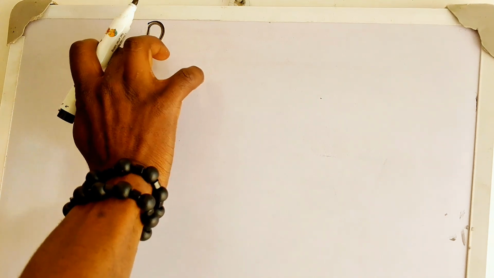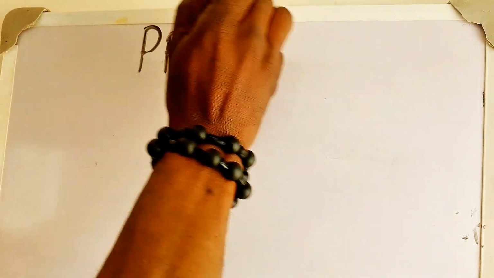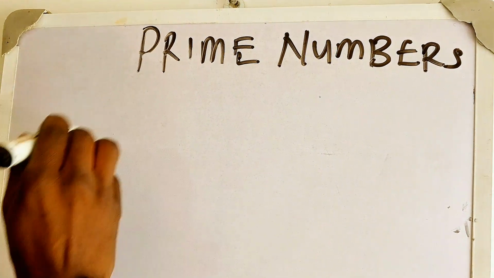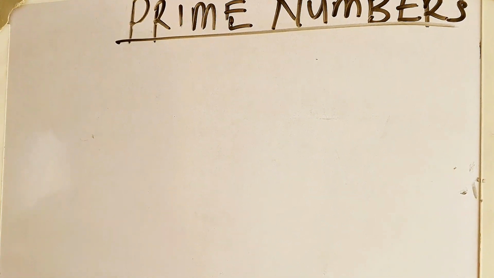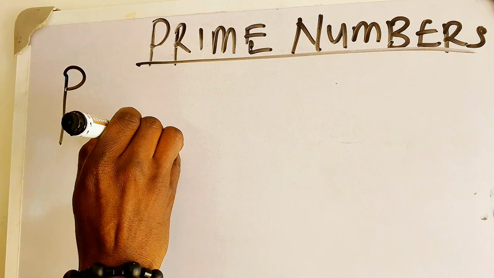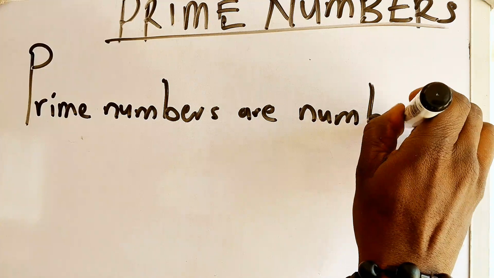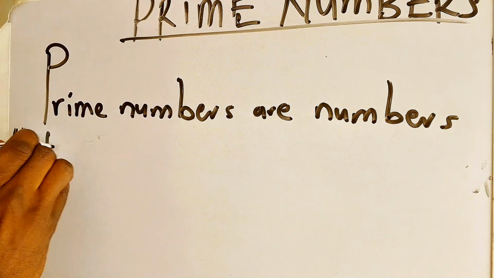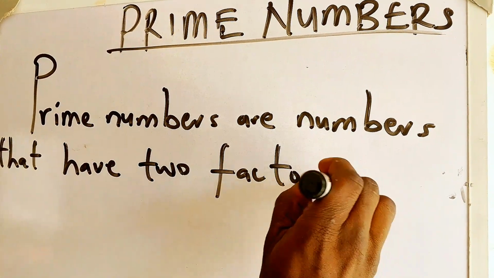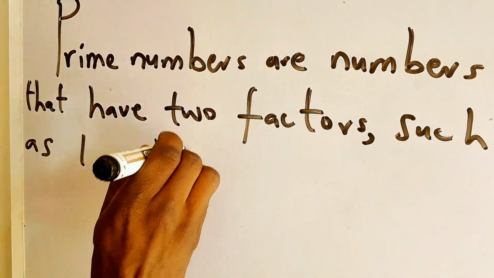Prime numbers. What are prime numbers? Prime numbers are numbers that have two factors, such as 1 and itself.